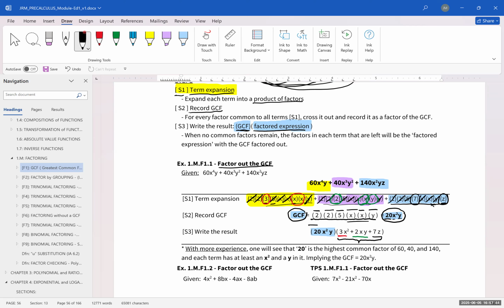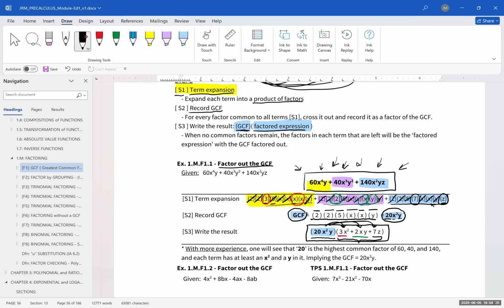So this is going to be the factored form of this original polynomial. We were able to factor out a 20x squared y out of every single term in this polynomial, and this is what we had left. Now, to check yourself, you could just use the distributive property and multiply this 20x squared y times each term in this factored polynomial, and you should get this original polynomial out. That's how you check your work.